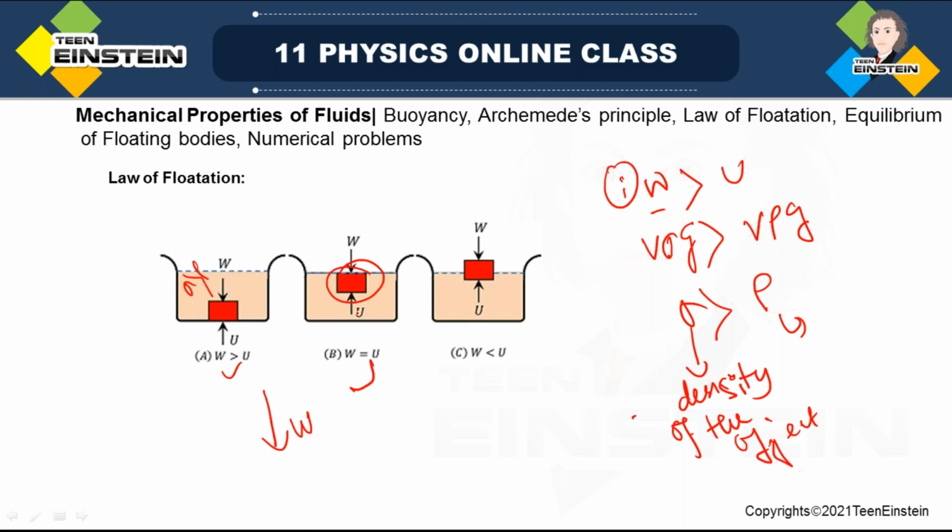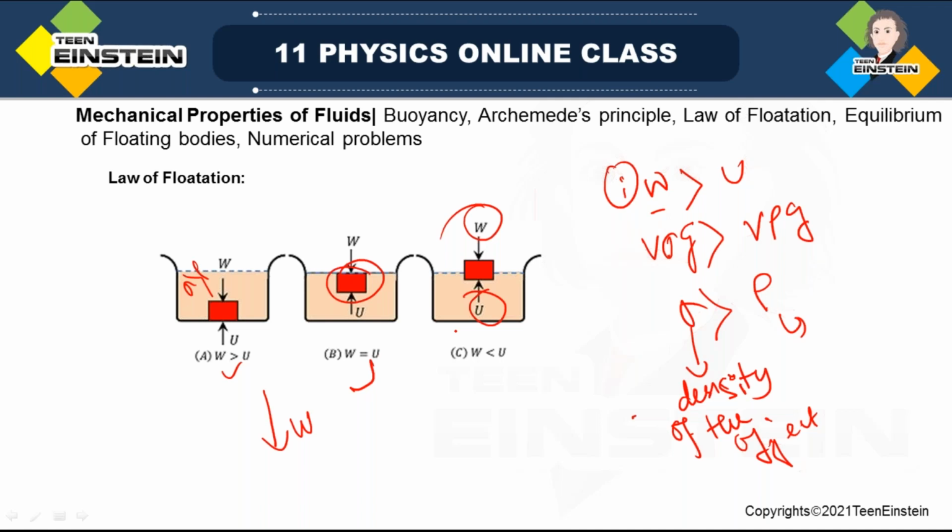Now we'll see another case where the liquid or fluid has much greater density than the object. In that case, the upward thrust will be much more than the weight of the object. So this is the law of flotation. There are three situations we have discussed.